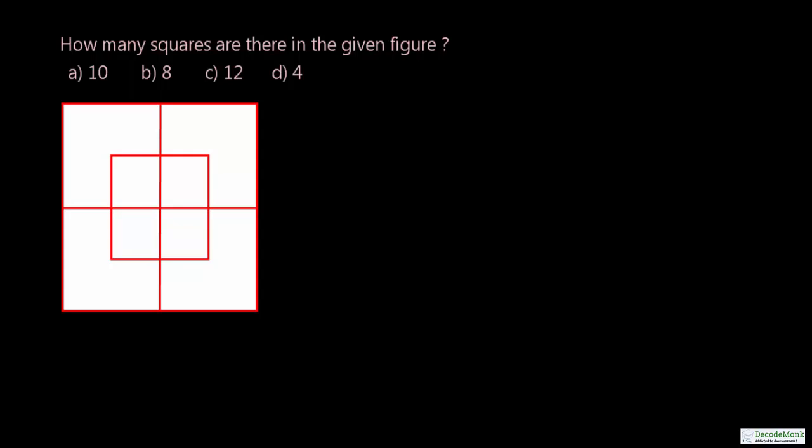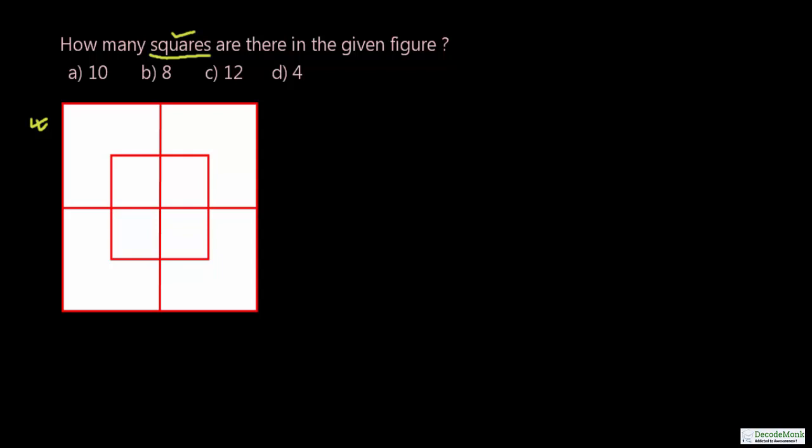The question reads, how many squares are there in the given figure? And then you are given a figure and the question is there with its four options A, B, C and D. These questions are very common in olympiads where you have to count the number of certain shapes, maybe triangles, squares, rectangles in a given figure.